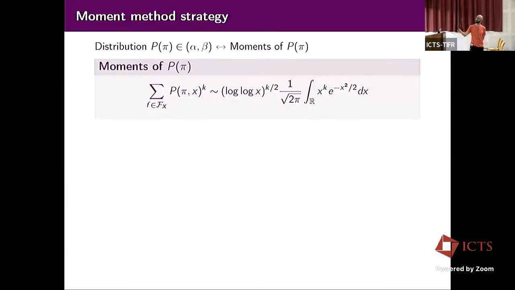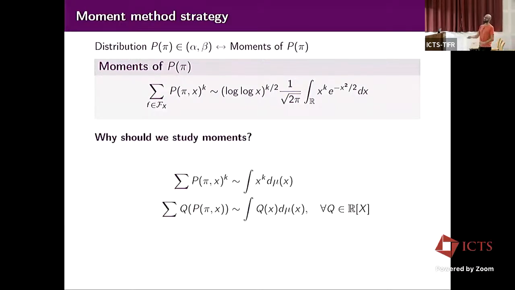So that's the result we establish in that case for modular forms: on average, the k-th moment looks like the k-th moment of the normal law. So why is that interesting? I proved that after. It's interesting to study moments.